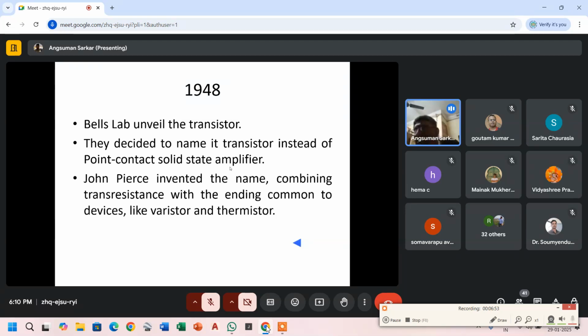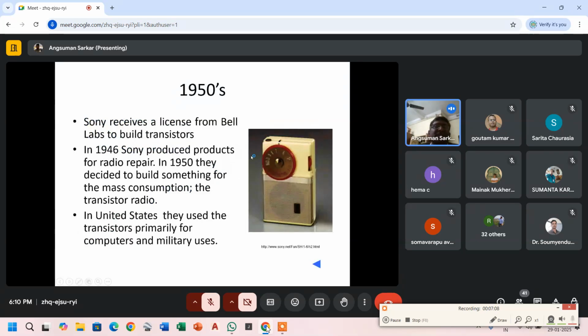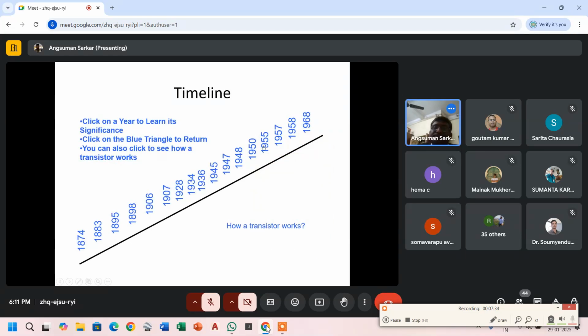The devices were named like varistor, thermistor. So in that sense, with trans-resistance terminology, they called it transistor in 1948. In 1950, Bell Labs received a license from Sony to build transistors, and for radio, actually. Sony gave the order for mass consumption, for building transistor radios. So in the United States, they used the transistor primarily for computers and military purposes, but later it was used for radio, the transistor radio.